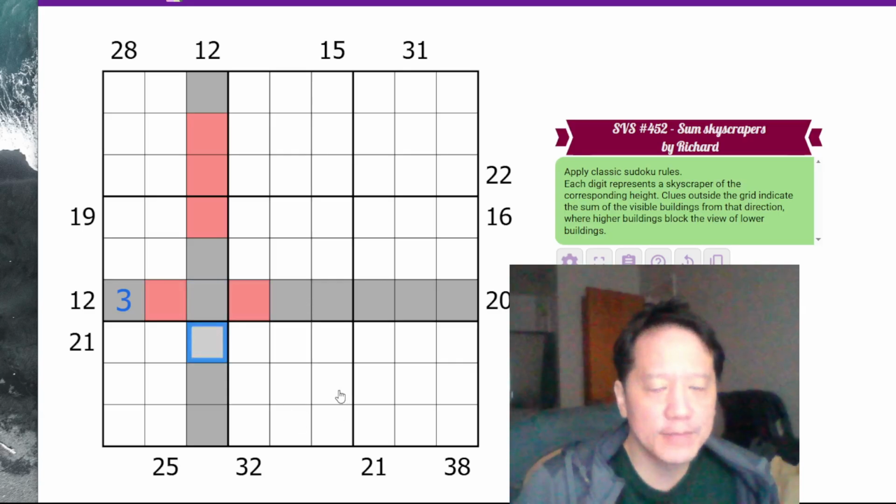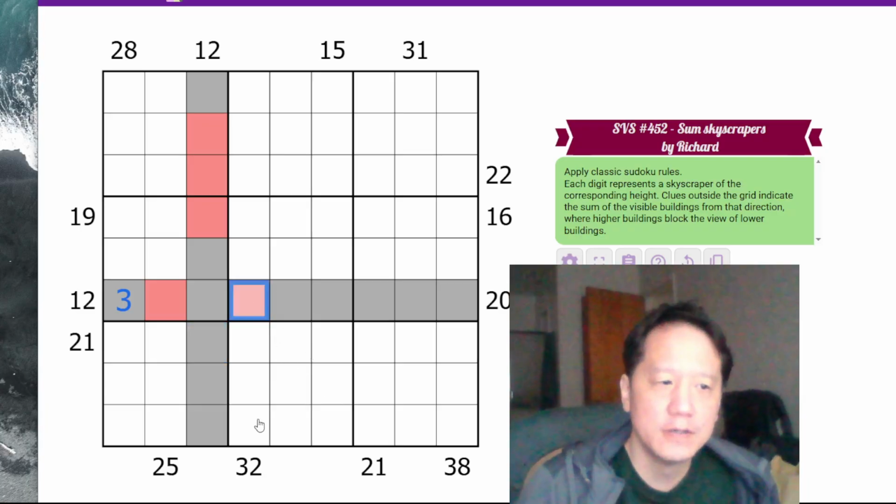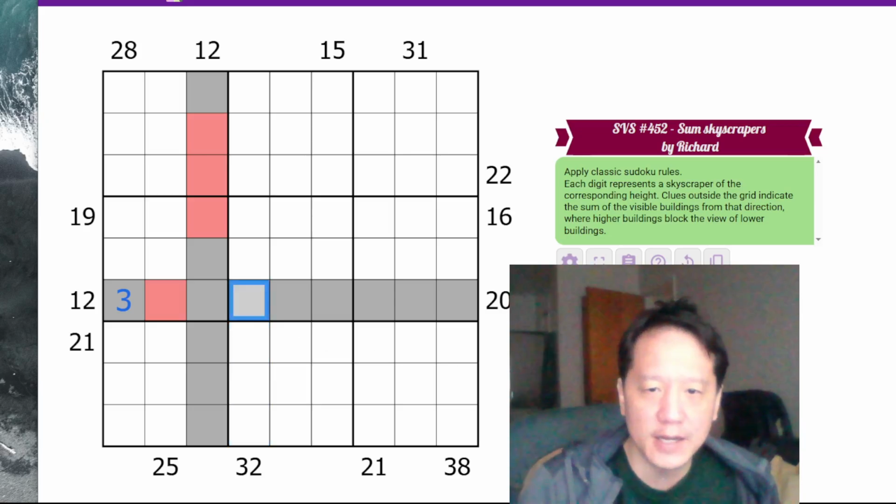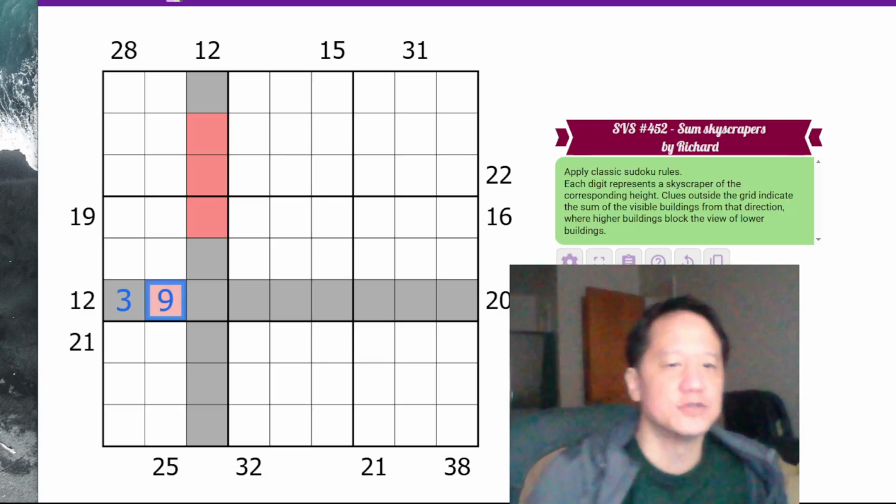Okay. Can 9 be here? You can only have 6, 7, 8, 9 if it were the case, and therefore it cannot be there. So it can't be 6, 7, 8, 9, because that would only add up to 30 at most. So this cannot be the 9, which means 9 has to be here in this row.